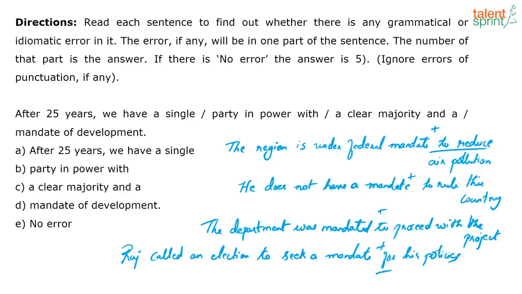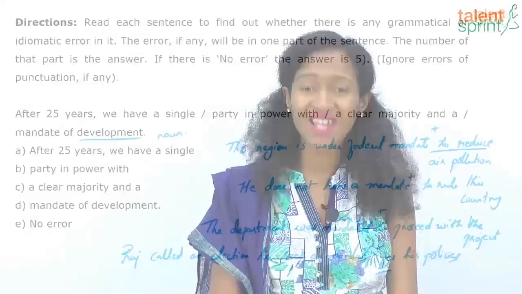However, in our construction, I can say after 25 years, we have a single party in power with a clear majority and a mandate to develop something, right? However, if I look at it, I have development, which is a noun form, right? So which means the purpose is given. What do I need the mandate for? Development. So which means I need a preposition that brings in the meaning of purpose. What is the mandate for? Development. The purpose of development. That is why it is mandate for development and not mandate of development. The mandate does not belong to development. The purpose is development, and that is why I need a mandate for that, right?